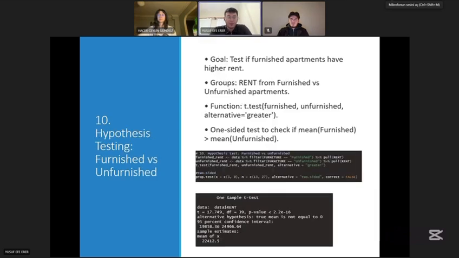Finally, we conducted a one-sided t-test to see if furnished apartments had significantly higher rents. The null hypothesis stated there is no difference, while the alternative claimed that furnished units are more expensive. The p-value was around 0.17, which is higher than 0.05. So we failed to reject the null hypothesis. Despite expectations, our sample did not show a statistically significant rent difference between furnished and unfurnished apartments.